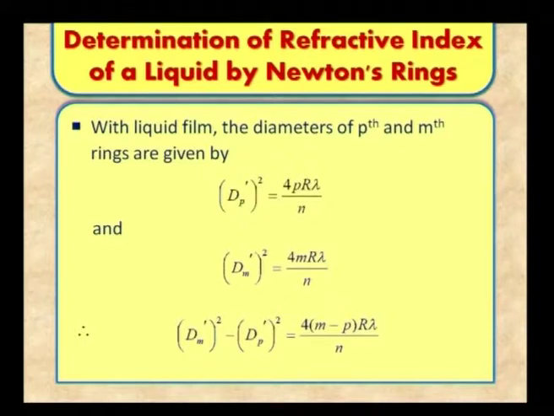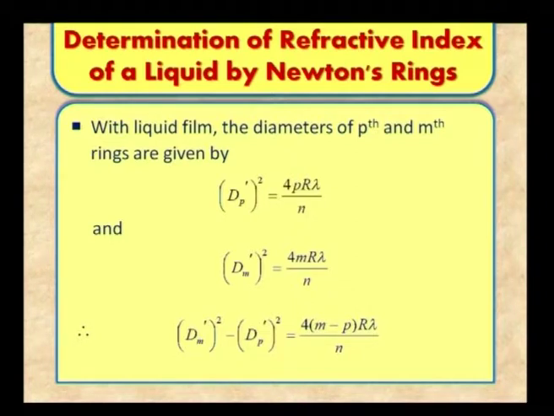In continuation to what we have been doing in the last lecture, I told you about the Newton's rings experimental setup and how it can be used to evaluate the wavelength of a monochromatic source. Not only the determination of the wavelength of the monochromatic source, it can also be used to determine the refractive index of a liquid. That is what I told you in the last lecture. The expression which will be used is given by the equation that you have here: dp prime square will be 4p multiplied by R into lambda by n.